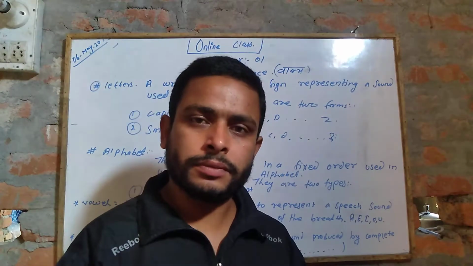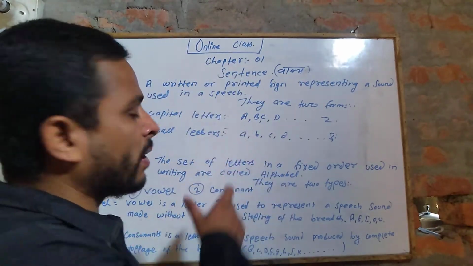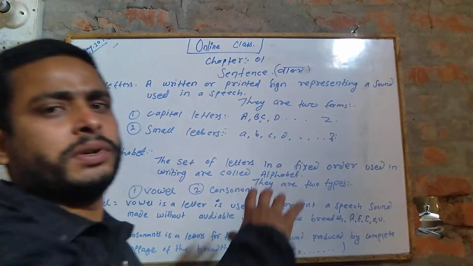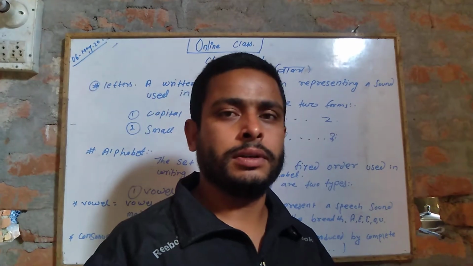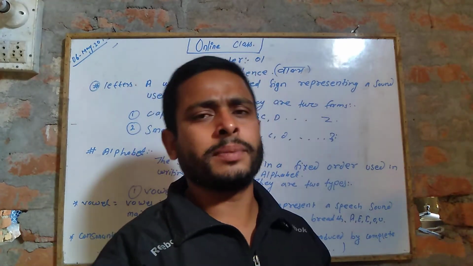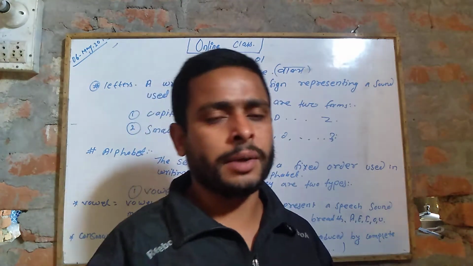Today I have combined classes 4, 5, 6, 7, 8. This is important for all of them. After that we start one by one, because the sentence chapter is the same for all classes. Class 4 has the same, class 5 has the same.